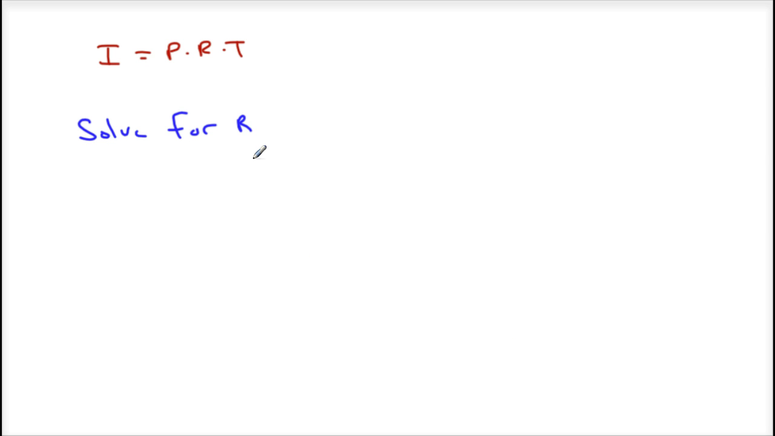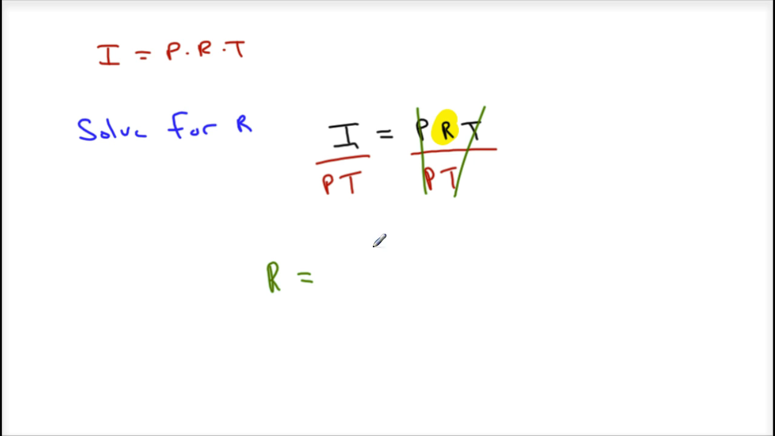Another example may say we're missing our rate. So again, we're going to do the same thing, except this time we're going to solve for rate. So I'm going to start again with I equals P times R times T. I'm solving for R. So if I want to get rid of my P and T here, how do I get rid of P and T? You divide by P and T. Awesome. So let's divide both sides by P and T. My P simplifies, my T simplifies, and I'm left with R equals I over P T.